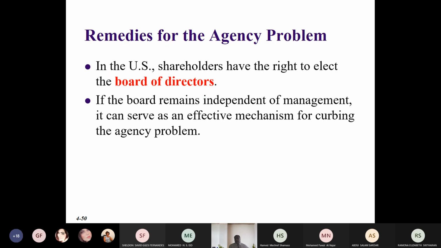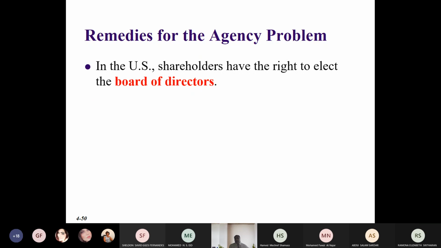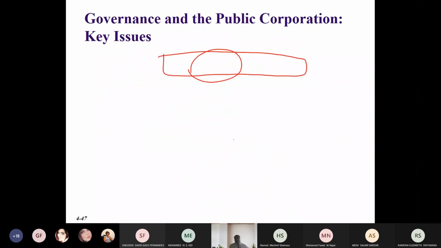Who appoints the CEO? If you go back to this structure, who appoints the CEO?